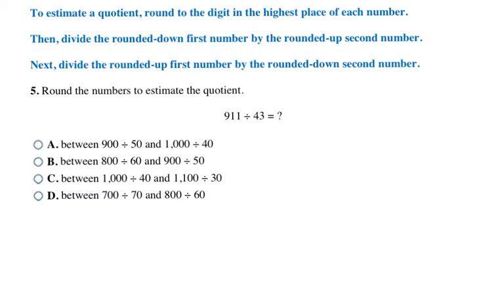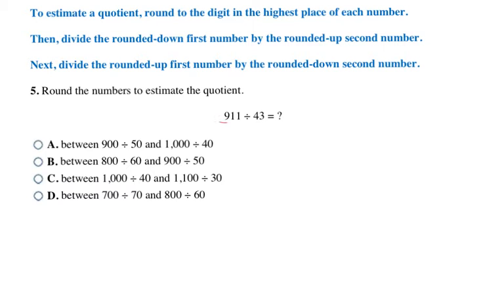Now we're going to be looking at estimating with a division problem. So these steps are going to be very similar to the multiplication, only now you're going to take the rounded down number divided by the rounded up number. And then you're going to take the rounded up number and divide it by the rounded down number. So instead of pairing the rounded downs with the rounded downs, you're going to flip them. And that gives us a more accurate answer to a division problem.